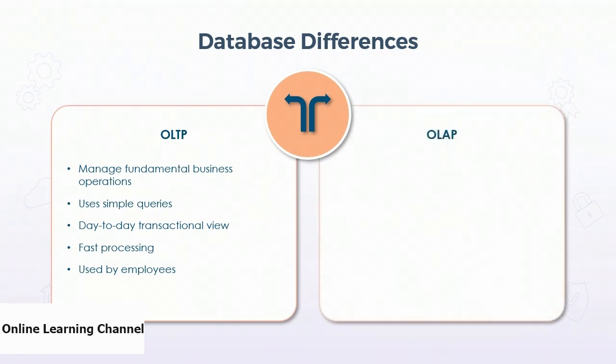On the other hand, OLAP systems provide you with that consolidated view of organizational data and can take it from many different sources, aggregate it, and give it to you. It uses complex queries.